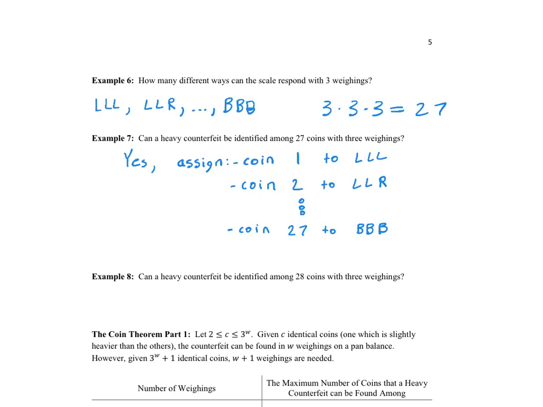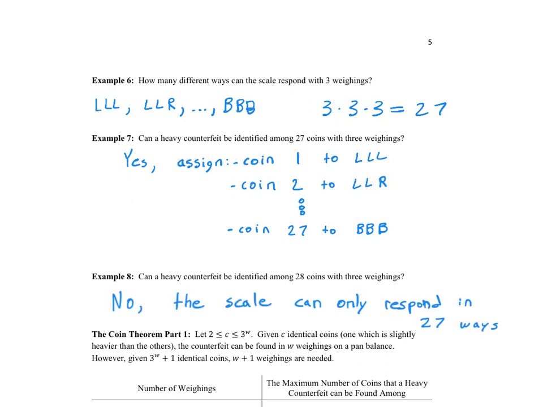So in example 8, we'll discuss what about if we had one more coin? Well, again, similar to before, this would be too many coins for the number of responses that the scale can give. The scale could only give 27 possible responses. So the answer here is no.